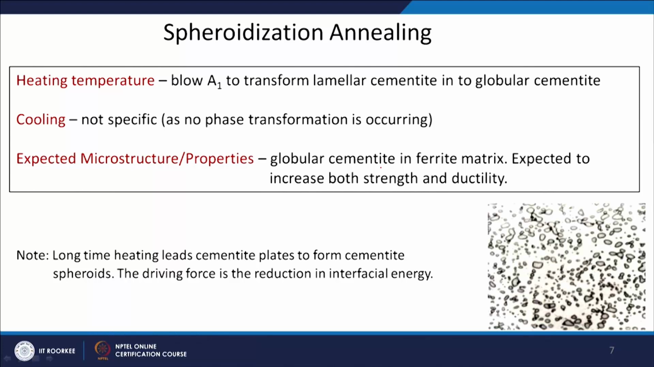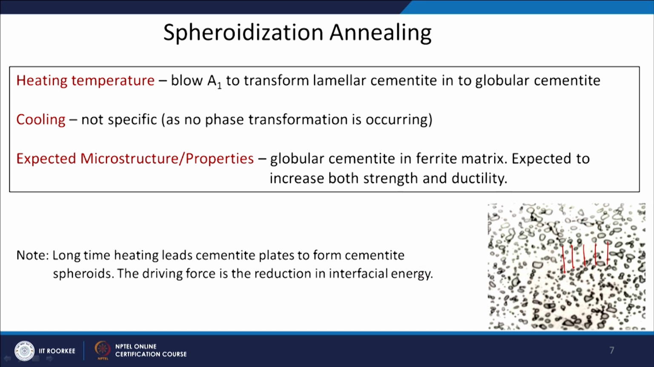What is the expected microstructure? You will have globular cementite in a ferrite matrix, expected to increase both strength and ductility; that is why we are doing this annealing. So instead of those long cementite, okay, you will get spherical cementite like this. Why do you get these spherical shapes? Long time heating leads cementite plates to form cementite spheroids. The driving force is the reduction in interfacial energy.